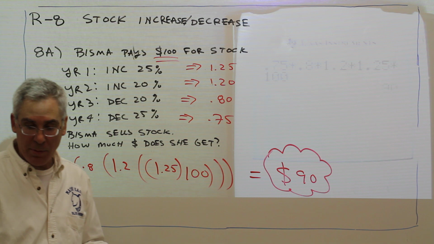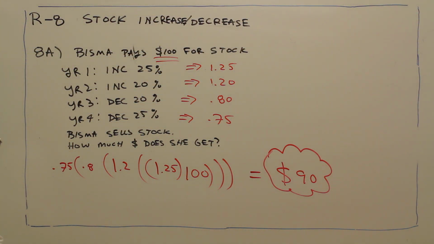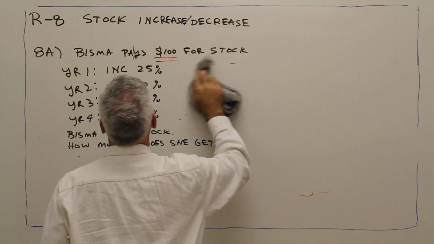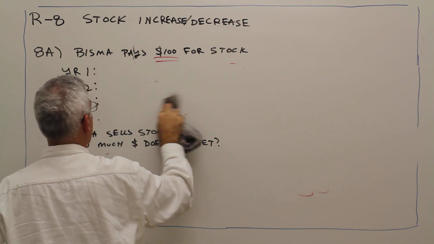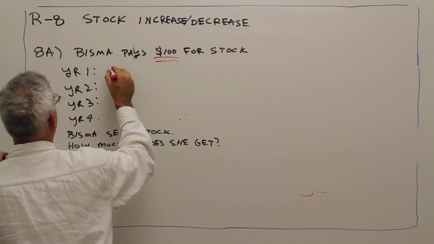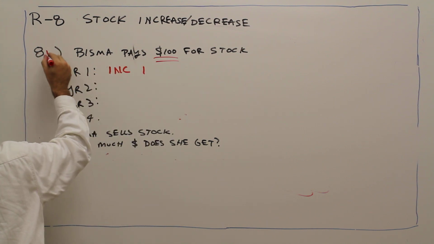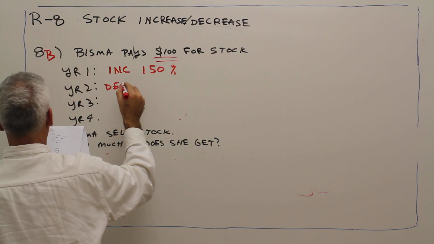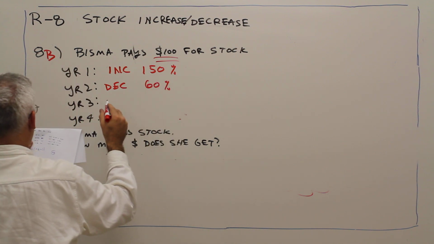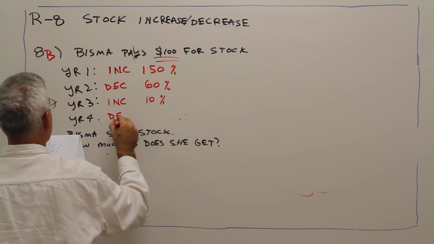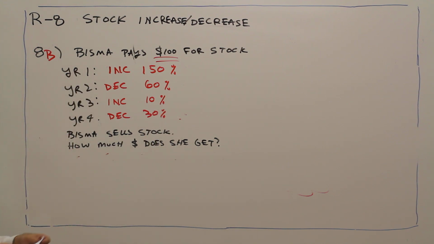Okay, I'll work out a second problem now. Just change this up. All right, same setup. In year one, let's say it increases, we'll call this part B, it increases 150%. We'll say it decreases 60%. We'll say it increases 10%. And we'll say it decreases 30%. All right, if you want to try and work out this problem, go for it.